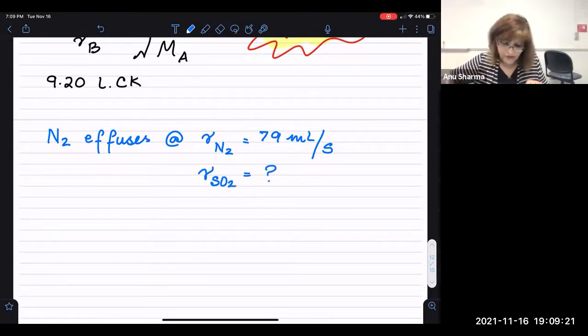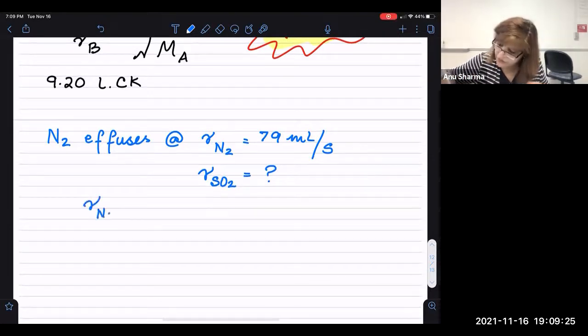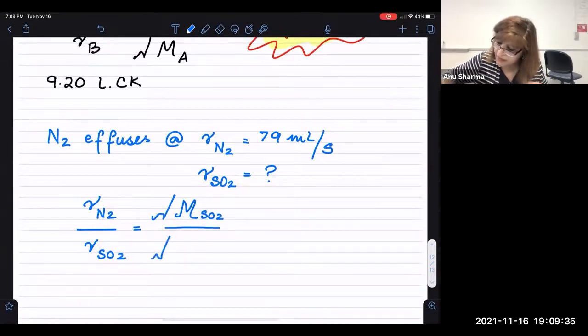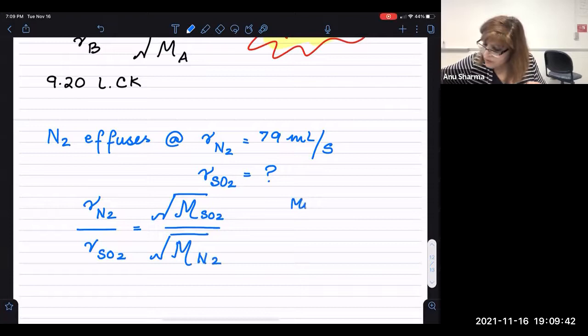So you have the rate of nitrogen gas over the rate of sulfur dioxide gas is equal to the molar mass of sulfur dioxide gas over the molar mass of the nitrogen gas. Okay, now first find the molar mass of sulfur dioxide.